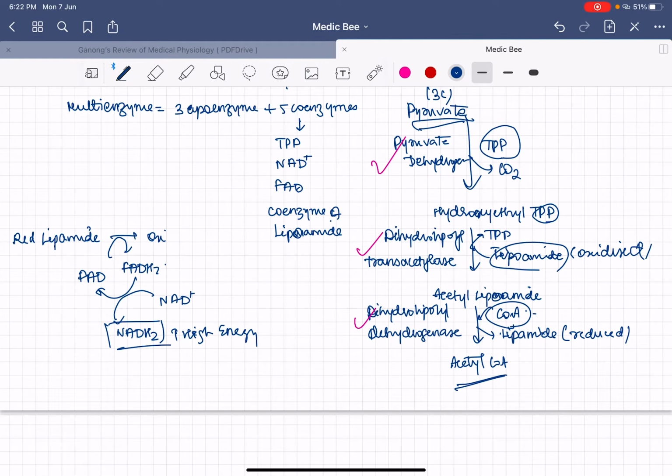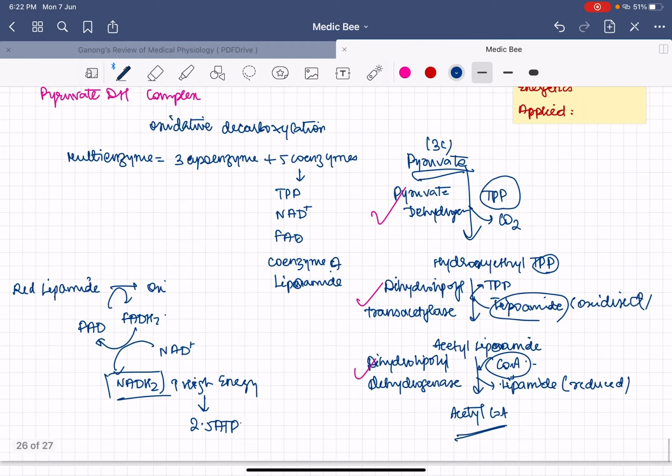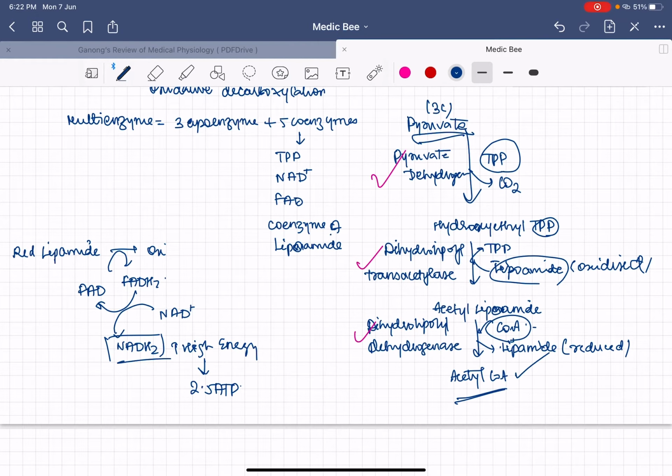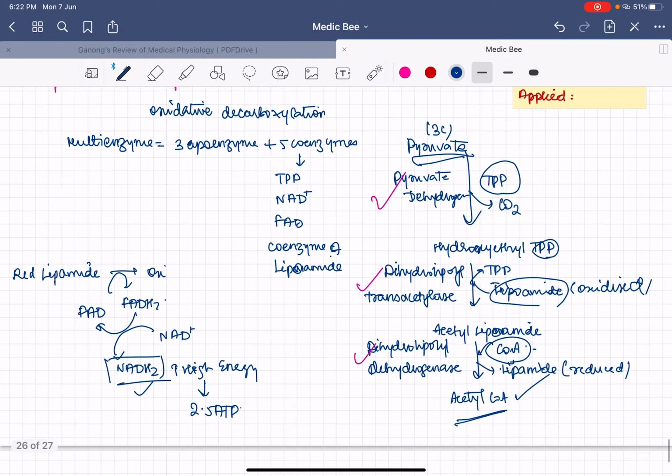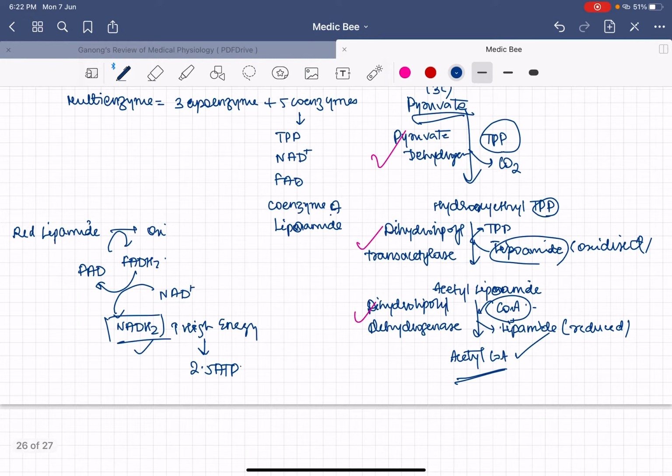High energy compound. This will undergo the next step, the electron transport chain, and will produce 2.5 ATP. So at the end of the process, we are getting acetyl-CoA and a molecule of NADH2 per pyruvate. Since at the end of glycolysis there are 2 pyruvate, the energy release is actually 2 into 2.5 ATP, because for each pyruvate there is a release of 2.5 ATP. So for the 2 pyruvate that are released, it will actually produce 5 ATP molecules.